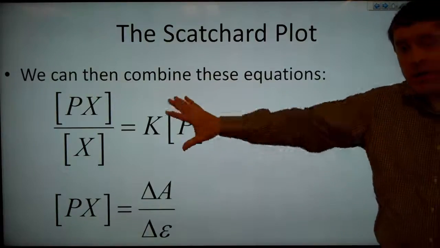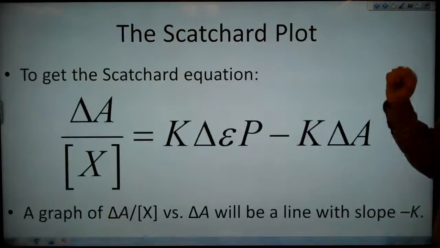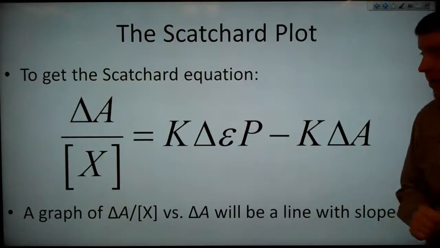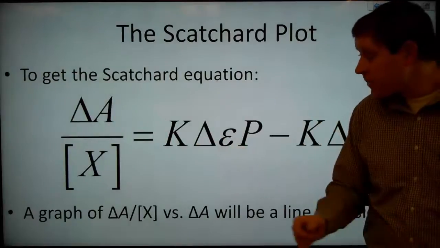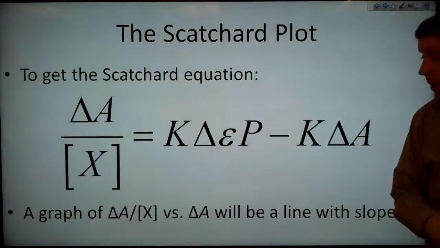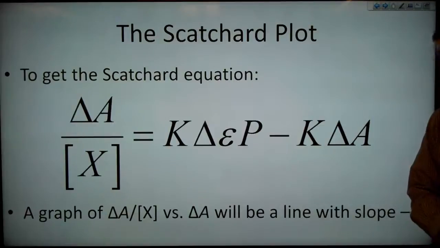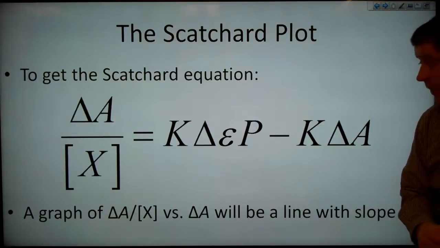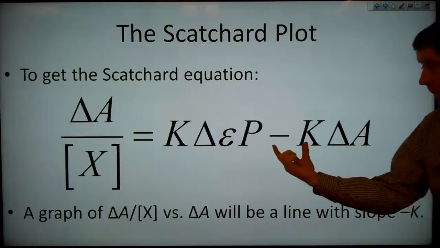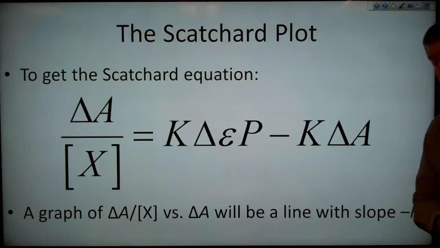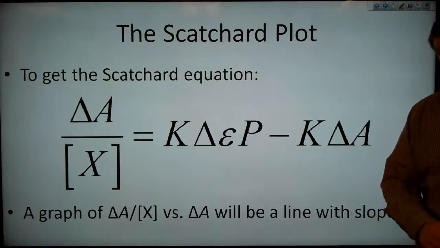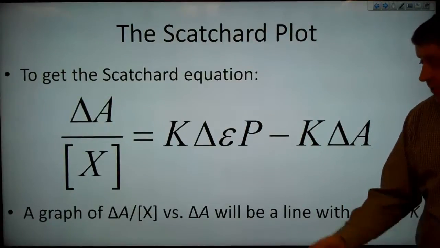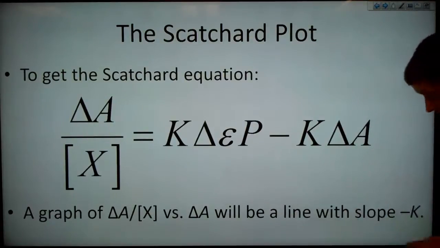And we can now combine these two equations together to give us the Scatchard equation. So we have delta A divided by the concentration of X is equal to K, the equilibrium constant, times delta epsilon, the change in molar absorptivity, times P naught minus K times delta A. And now a graph of delta A divided by the concentration of X versus delta A will be a line with a slope of minus K.